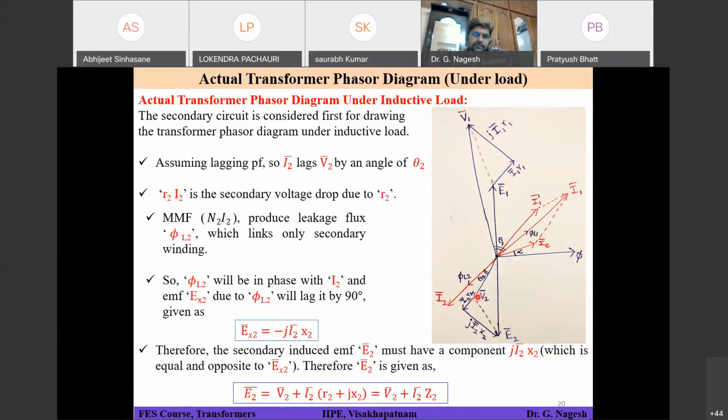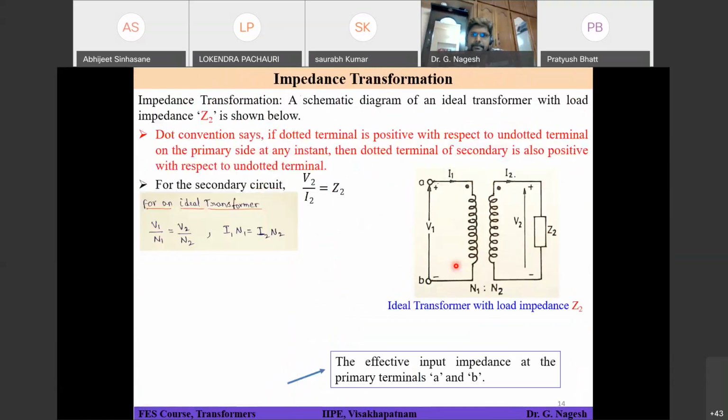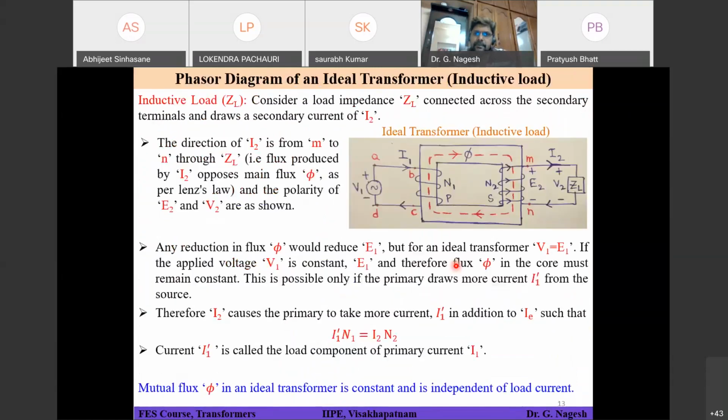Got it. So coming to the voltages on the secondary side, V2 is the voltage at the load terminal. Load terminals means after the transformer output point. So between V2 and E2, the EMF induced at the winding. If you see here, this is considered as E2, the EMF induced in the secondary winding. But V2 is the voltage across the load terminal.